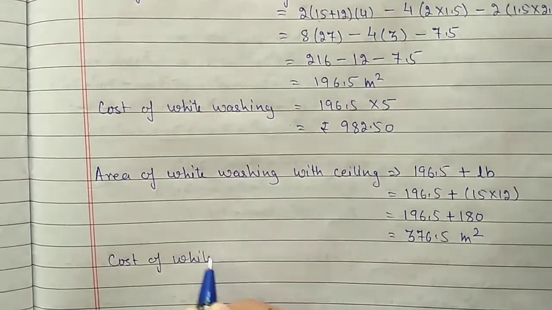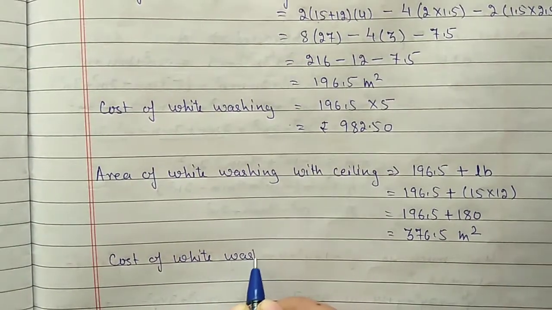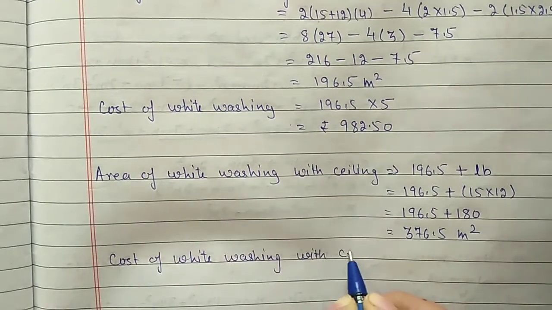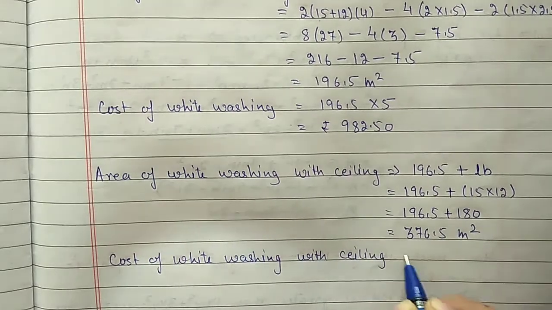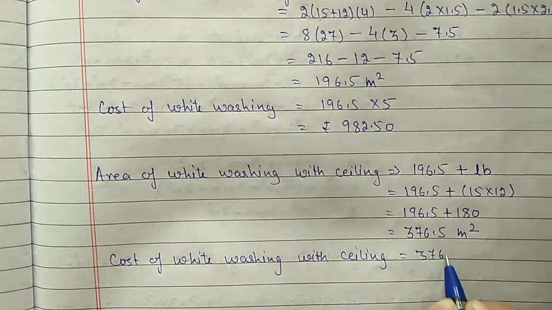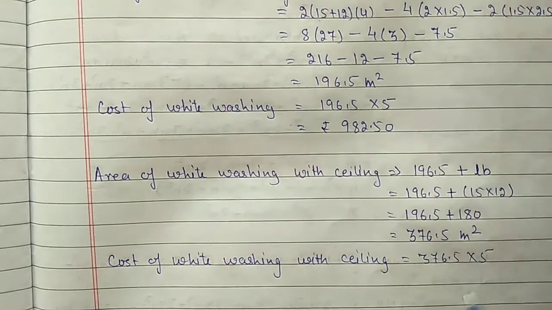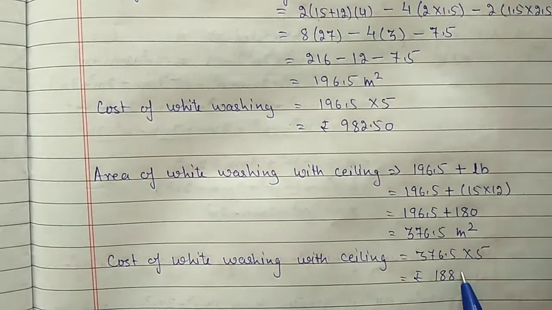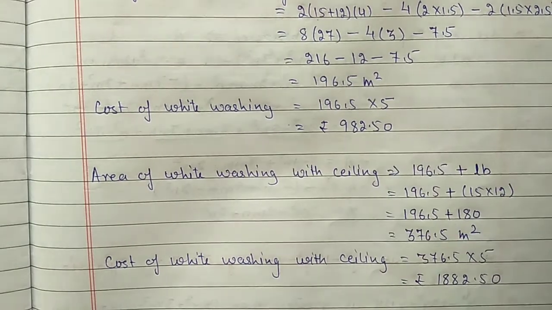So again we can find out the cost for this. Cost of whitewashing with ceiling: 376.5 into 5 rupees, and after multiplication we will get 1882 rupees 50 paise.